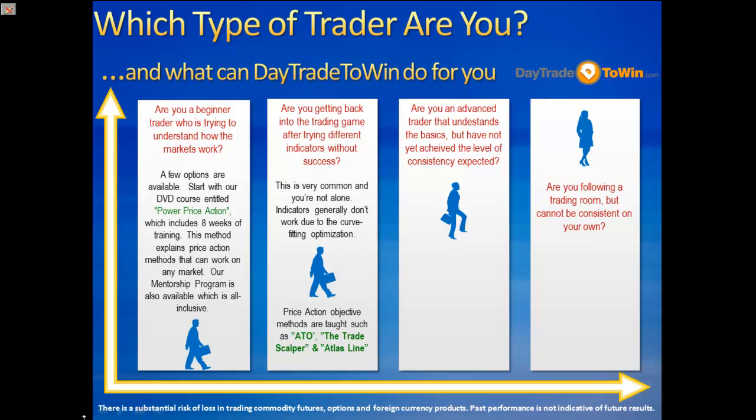Now, price action, such as the At the Open method, or the Trade Scalper, or the Atlas line software, the Roadmap, doesn't have any optimization. It is the price. It is what it is. And therefore, if price goes up and we have some evidence and some proof that tells us price is going up, that's all I need. So we don't have to make trading difficult. And I definitely do not advocate using any type of indicators.